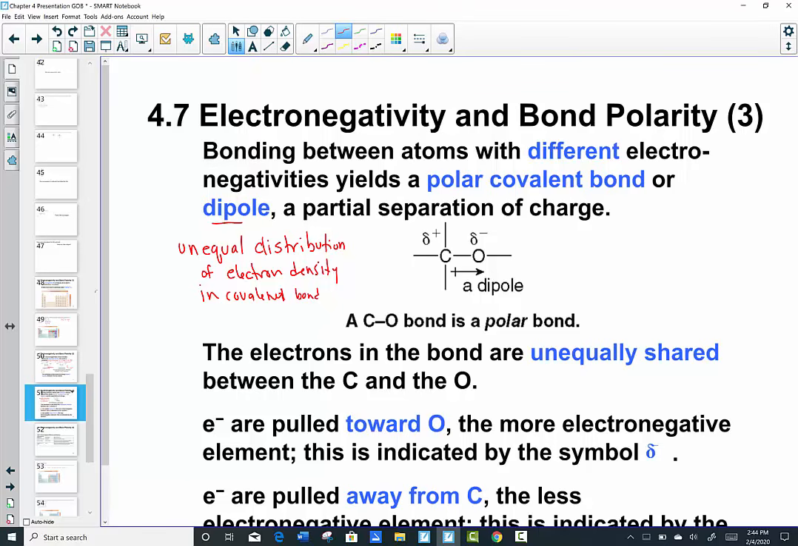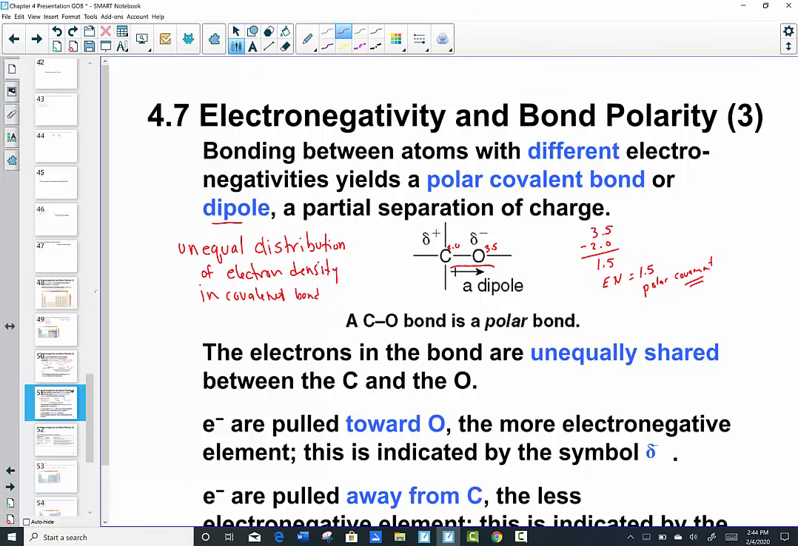For example, oxygen with its electronegativity value of 3.5, and carbon with its electronegativity value of 2.0. 3.5 minus 2.0 gives me an electronegativity difference of 1.5. That to me is a significant enough value to create a polar covalent bond. Covalent means it's still being shared, but not equally.